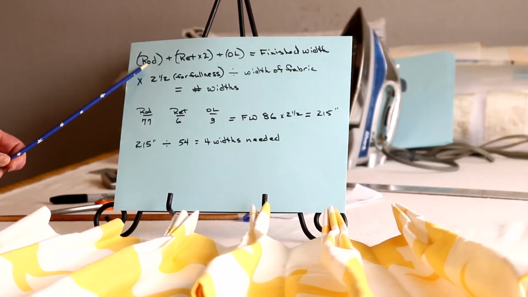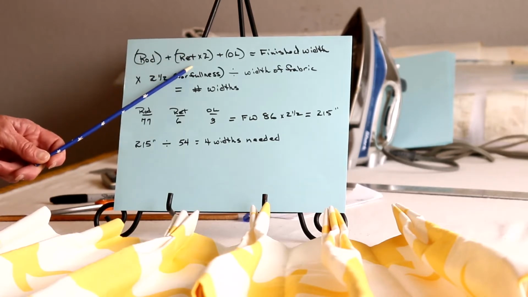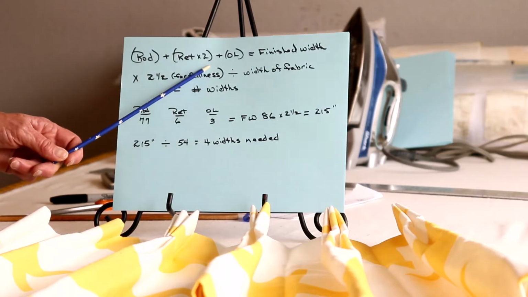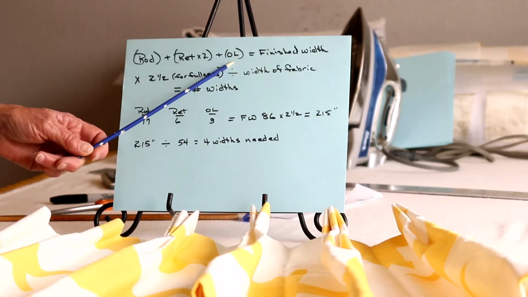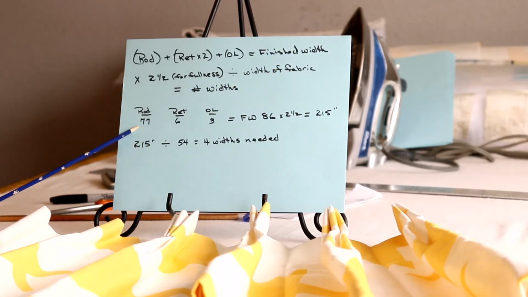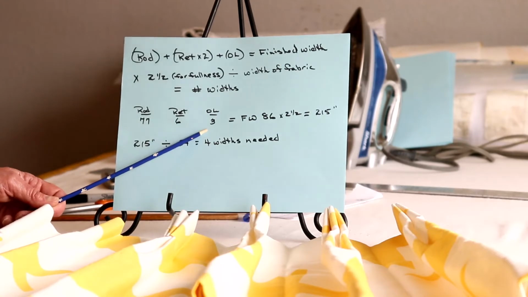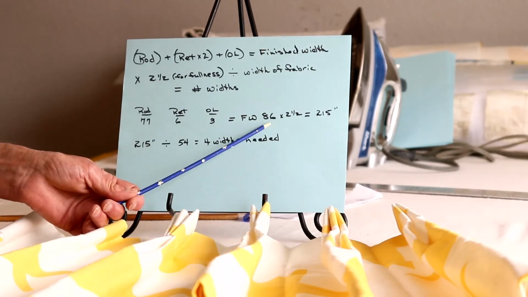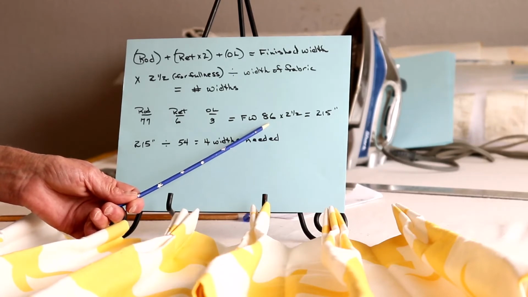So you got your rod plus your return, and for a pair you'll have two, one on each end. So your return times 2 plus your overlap, that'll equal your finished width. That means that our rod was 77, our return was 3, so our return times 2 is 6. Our overlap was 3 inches, so you add those 3 together. That gives you your finished width of your finished product, 86 inches.